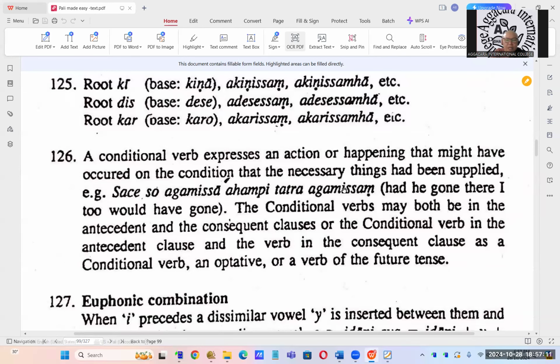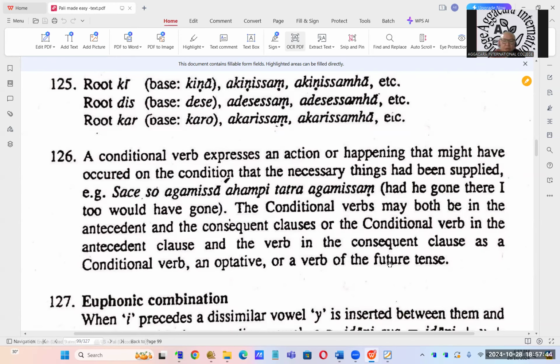Let's say the first part will be "aham pi tatra agamisam". Agamisam actually will be the conditional verb, but you can change it to optative also. If we change it to optative, it will be what? Gacheyami. This is first person singular.